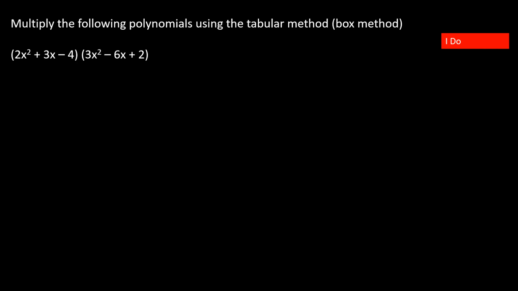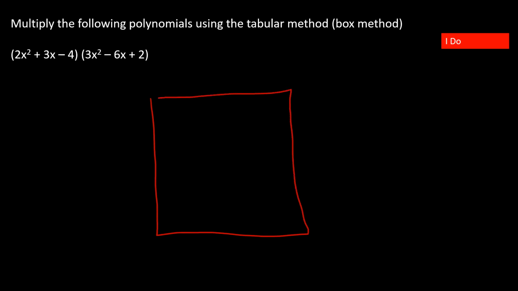So the next one says here to multiply the following polynomials using the tabular method. In other words, using the box method. Okay, that's pretty straightforward. The only issue that we have is we'd say 3 by 3, right? Because we have a trinomial times a trinomial. So let's go ahead and set that up. I have a rather large box here.